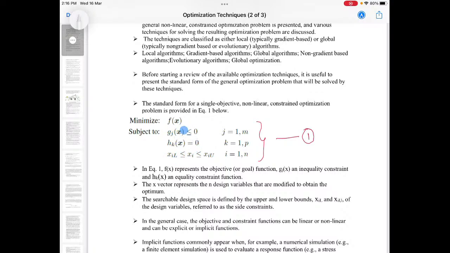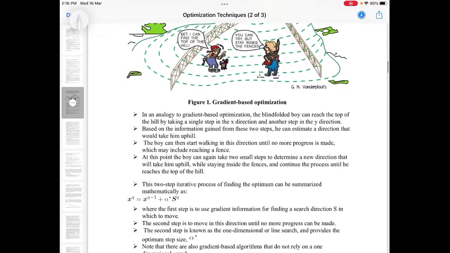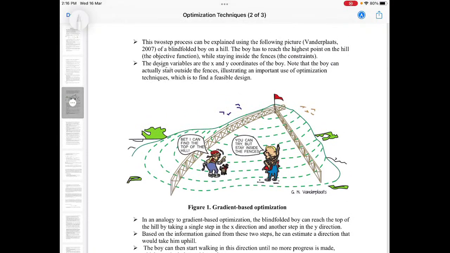So here, a similar problem, we are taking a general case: g_j(x) less than or equal to 0 and h_k(x) equal to 0. Similarly, here we can say that in this particular problem there is a certain condition. The condition is that the design variables are the x and y coordinates of the boy. So these are the design variables x and y. Note that the boy can actually start outside the fences. So the boy can start outside the fences.